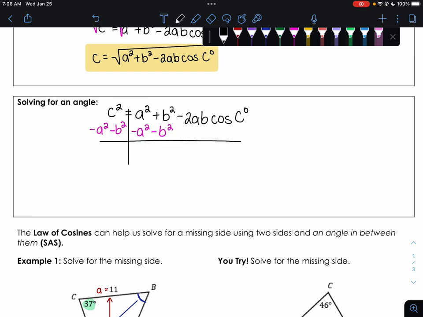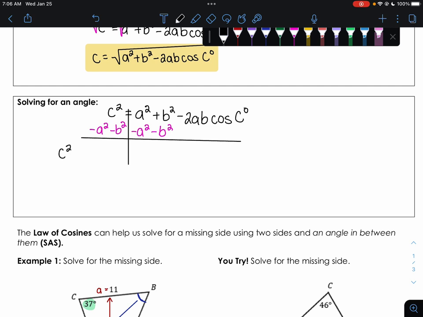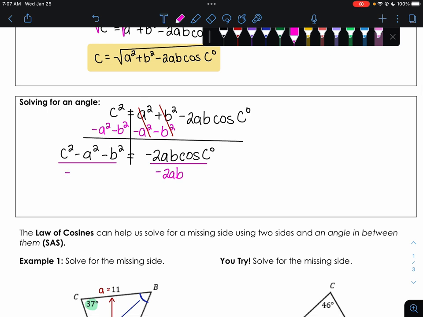So when we do that, what that does is it gives us the following equation: c squared minus a squared minus b squared is equal to negative 2ab times cosine C degrees. Okay, the a and the b canceled out. Now, we could not move over that minus 2ab by adding because it's being multiplied by cosine C. So we know opposite of multiplication is division. So to move over that negative 2ab, I'm going to divide both sides by negative 2ab.